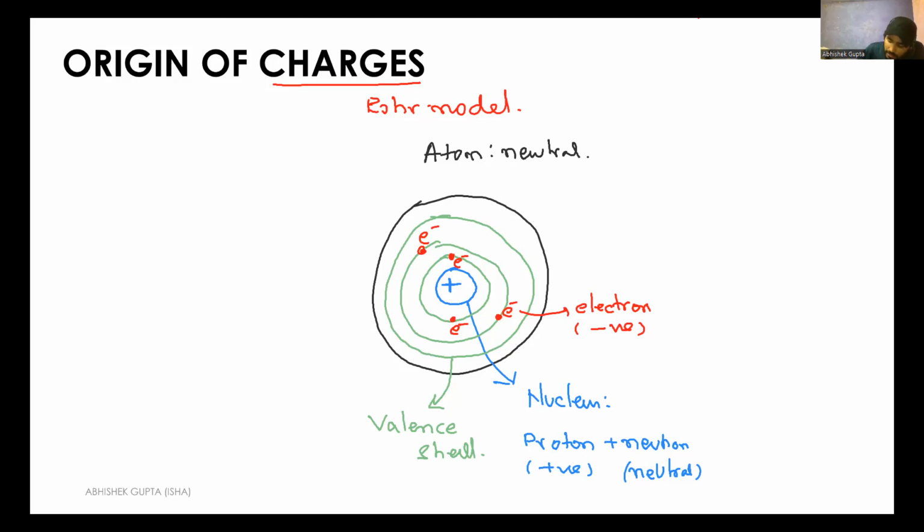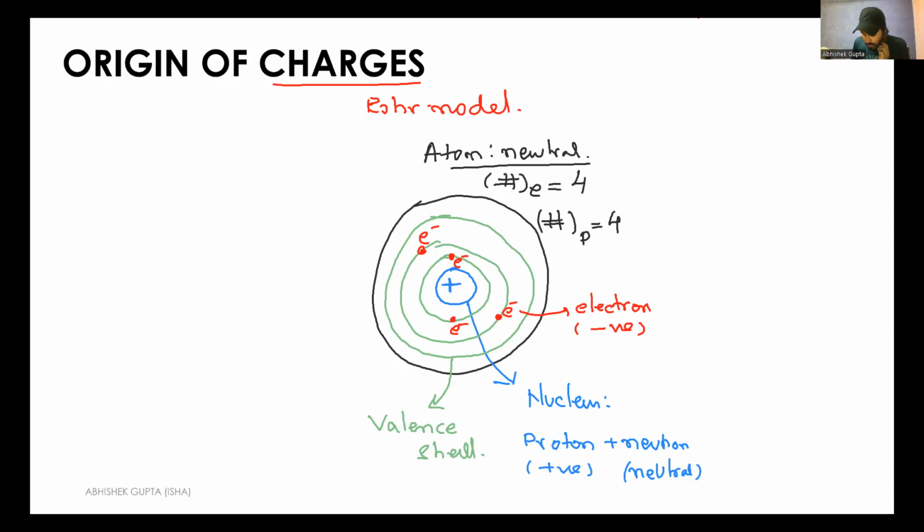When we say the atom is neutral, this simply means that the number of electrons is equal to the number of protons. Here, what is the number of electrons? The number of electrons is 4. So the number of protons will also be 4, because they are electrically neutral. Fine.